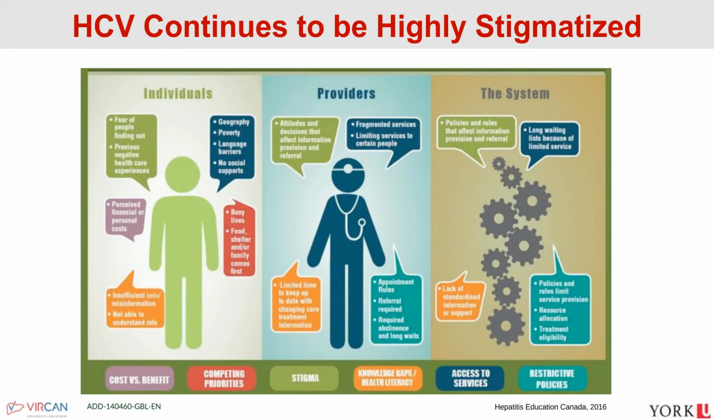In terms of people accessing testing, screening, linkage to care, and treatment, there are still three pillars that are really impacting our ability to eliminate viral hepatitis. There are some pieces at the individual level, at the patient level, and some of these include competing priorities. Being treated for hepatitis C might not be people's number one priority. It might not even be people's number one health priority.